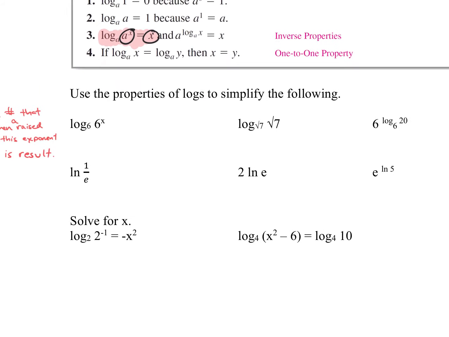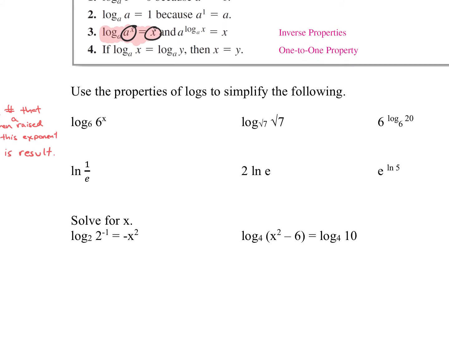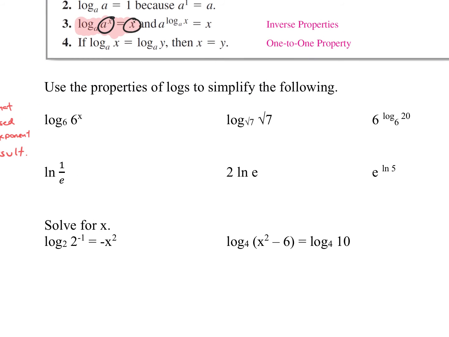So let's look at a few examples here. There's 6 here in our notes. Here on the first one, we have log base 6 of 6 to the x. This is our inverse property. This will simply be x. In other words, 6 to what power equals 6 to the x? Well, obviously, that unknown power must be x.